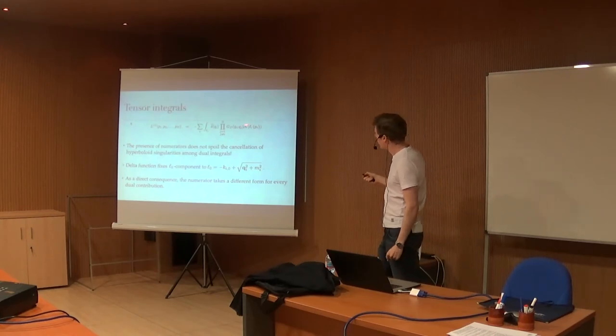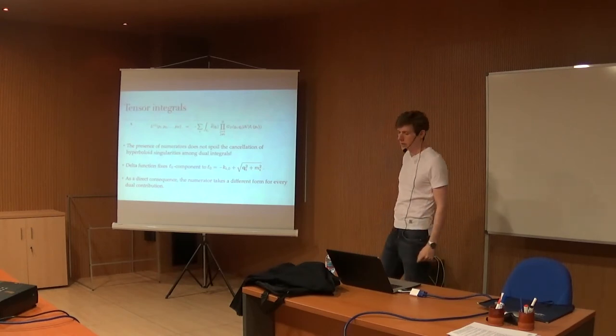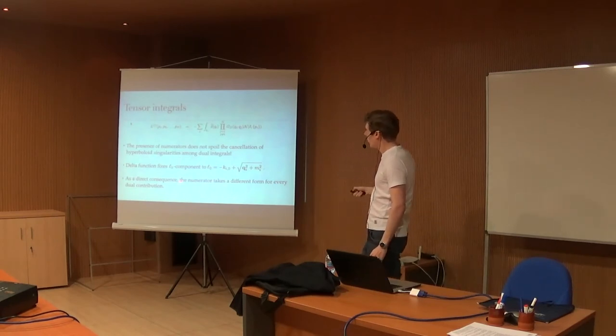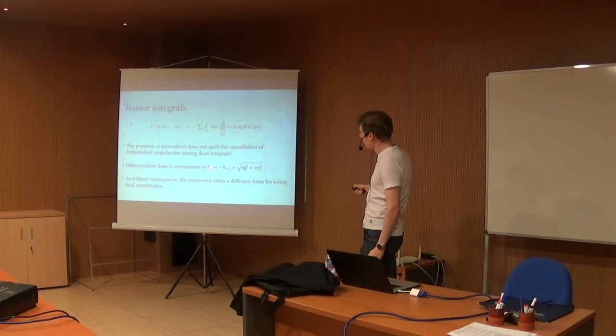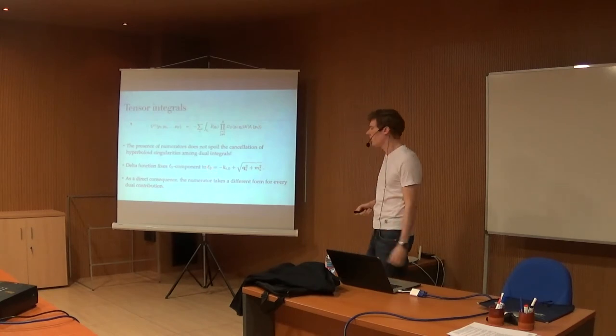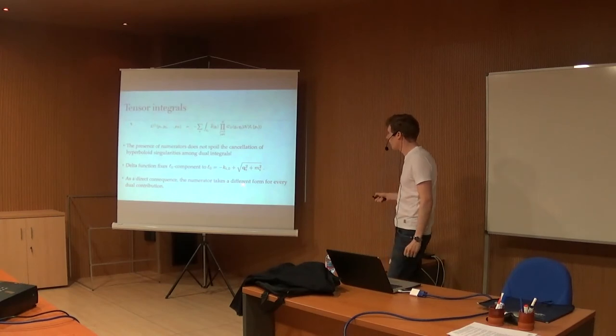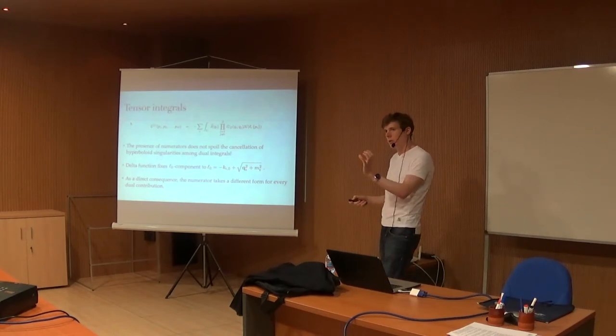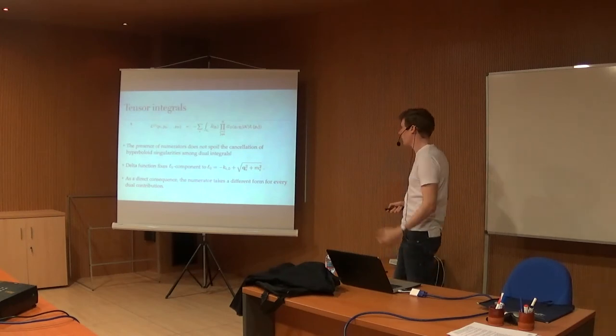While this numerator function at first is the very same as for the initial integral, once you apply duality, the loop momentum L0, the energy component, gets fixed by the delta function. For every one of the dual contributions, where the index i counts the dual contributions, you will have a slightly different numerator function. So this is something just to keep in mind.